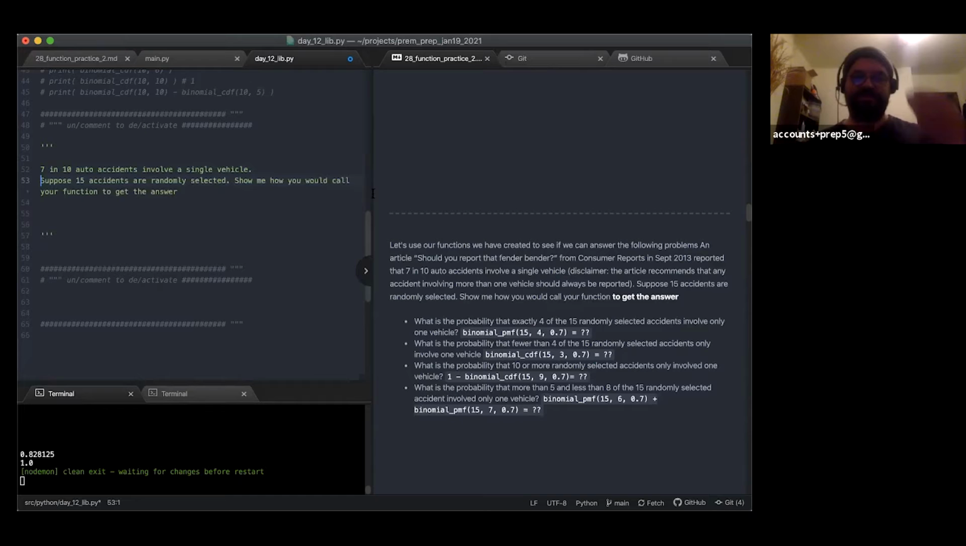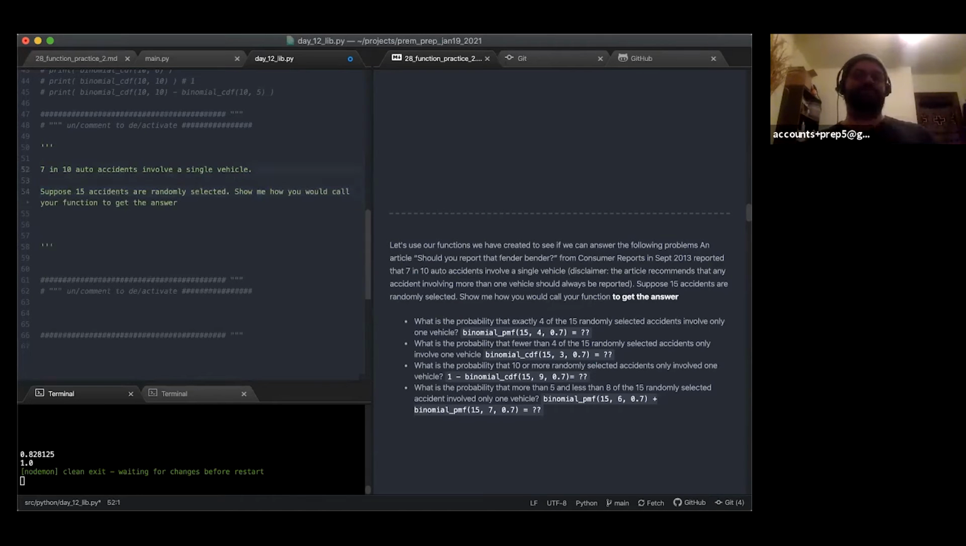So 7 in 10 auto accidents involve a single vehicle. So what does this tell us? This is useful information. 7 in 10. This gives us one of our inputs for our binomial CDF.